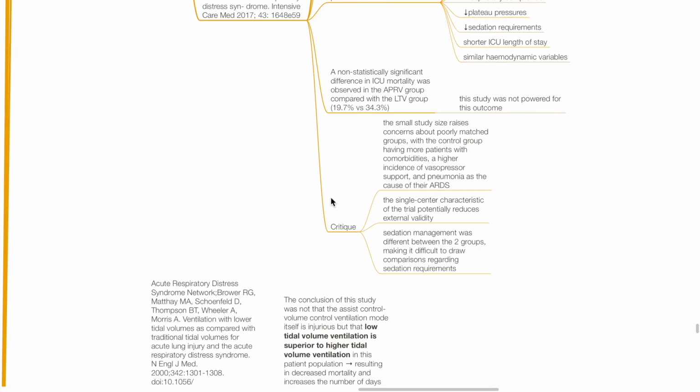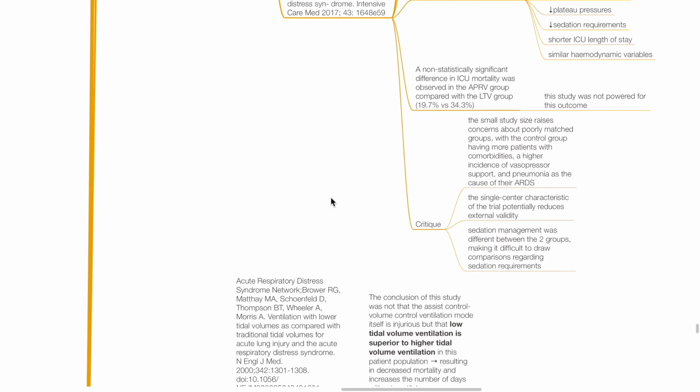Criticisms of this study include the small study size, which raises concerns about poorly matched groups, with the control group having more patients with comorbidities, a higher incidence of vasopressor support, and pneumonia as the cause of their ARDS. The single-center characteristic of the trial potentially reduces external validity. Sedation management was different between the two groups as well, making it difficult to draw comparisons regarding sedation requirements.